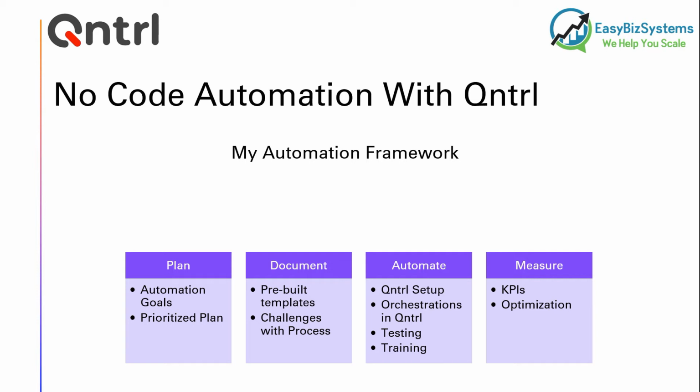The third step is automate. It could be Qntrl, it can be any other product, but I strongly recommend Qntrl, though I can do it with any other no-code platform. It's not a problem. So Qntrl setup, building the orchestrations in Qntrl, testing and training becomes the third block where we fully implement the plan.